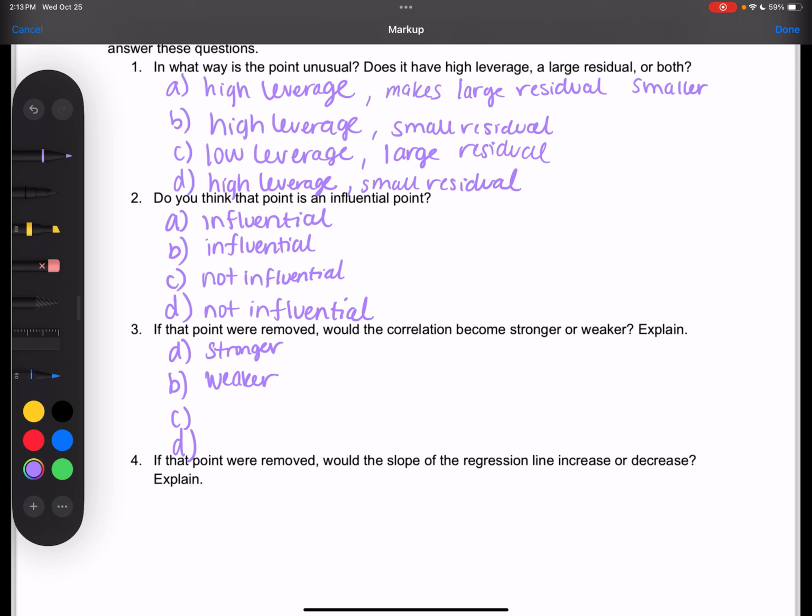Yes, with it there, it's pulling it together. Okay. So if we remove it, it'll spread out more. Yes. Oh, that's what I was trying to say, and I said it backwards.